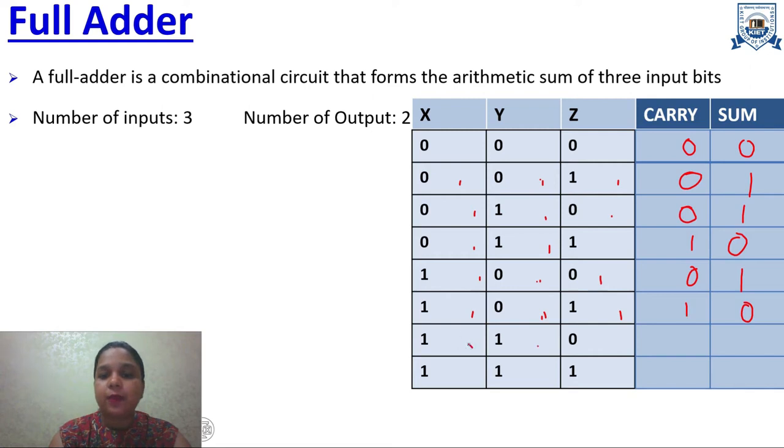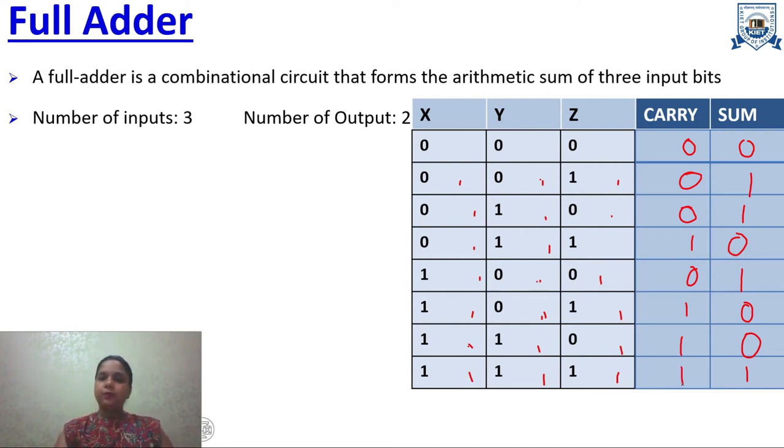Next 1 plus 1 is 2 and 2's digital value is 1 0, and then when 1 0 and 0 is added, the answer will be 1 0 only, then 0 will be the sum and 1 will be the carry. Now 1 plus 1 is 2 and 2 plus 1 is 3 and the digital value for 3 is 1 1. So 1 will be the sum and the other one will be the carry.